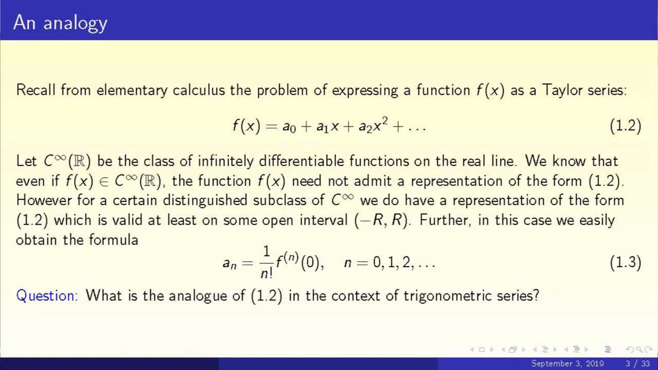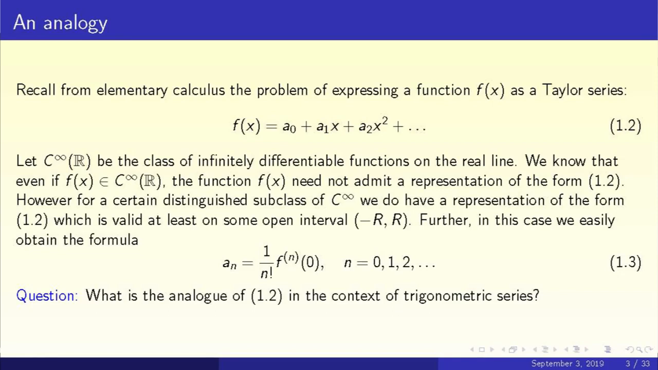So let us introduce C infinity of R, the space of all infinitely differentiable functions on the real line, and we shall assume that the function f of x, which we are trying to represent in the form 1.2, is infinitely differentiable. We know from calculus courses that even if f of x is infinitely differentiable, even if f of x belongs to C infinity of R, it is not true that f will admit a representation of the form 1.2.